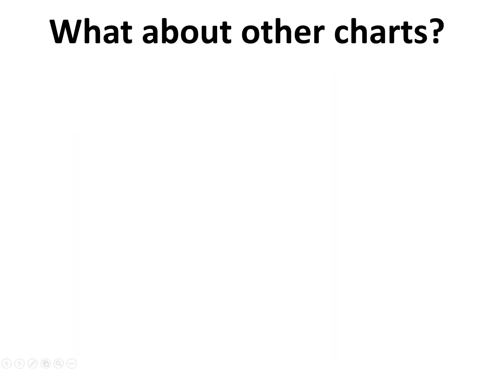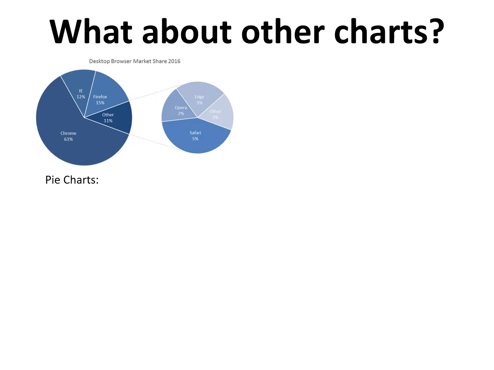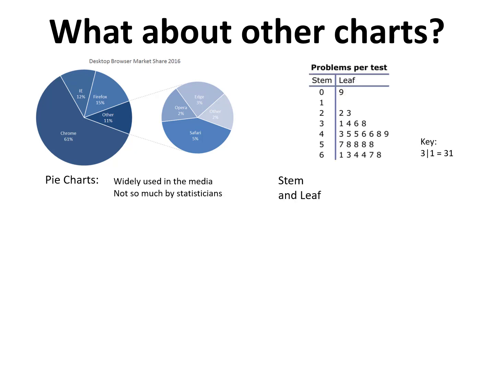What about other charts? You'd have done a lot of these at GCSE. Pie charts are actually quite widely used in the media, but because they're not very good at showing actual numbers, beyond showing something like voting outcomes in an election, they're not really used much by statisticians. Stem and leaf charts are much beloved by GCSE examiners. Technically, they are in the core maths course, but they're not really used by anyone else out of the exam room. Make sure you can do them, but don't waste too much time on them.